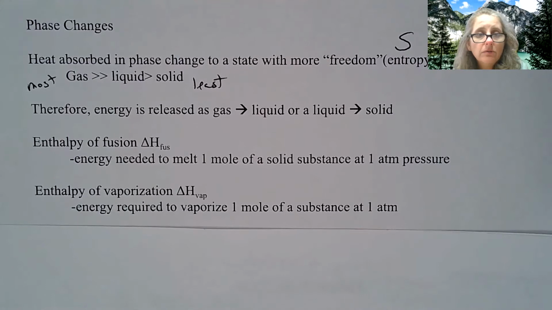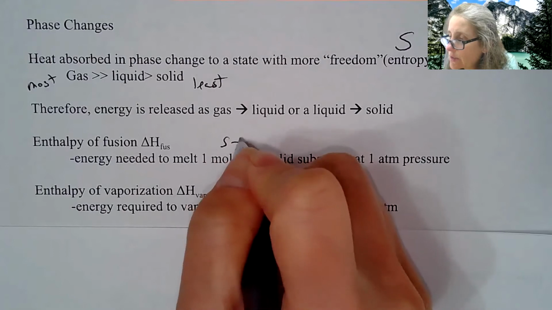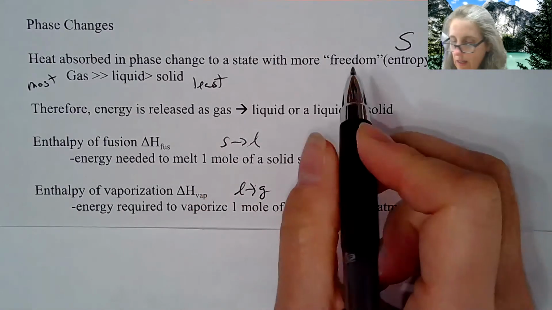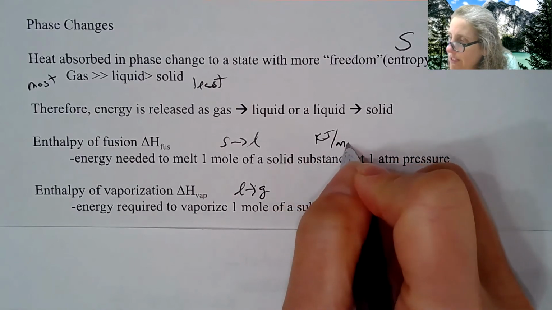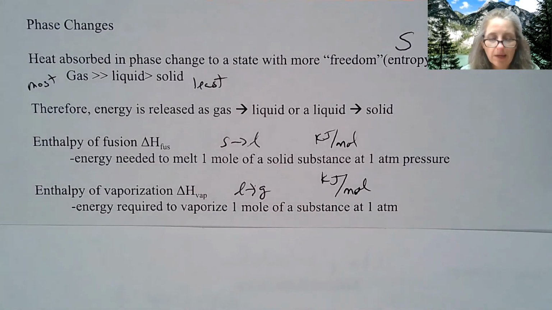Heat of fusion, which is the enthalpy of fusion, is the energy needed to melt 1 mole of a solid substance at 1 atmosphere pressure. Again, you need standard conditions for this to be valid. And then you have enthalpy of vaporization, which is delta H of VAP. So solid going to liquid, liquid going to gas. And these units are going to be what we've seen before, kilojoules per mole, our standard.